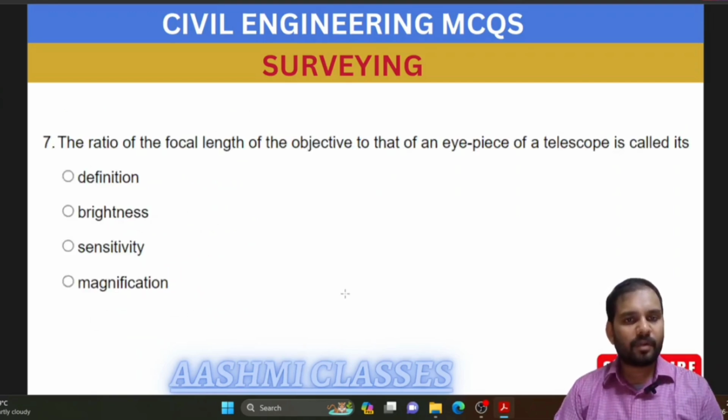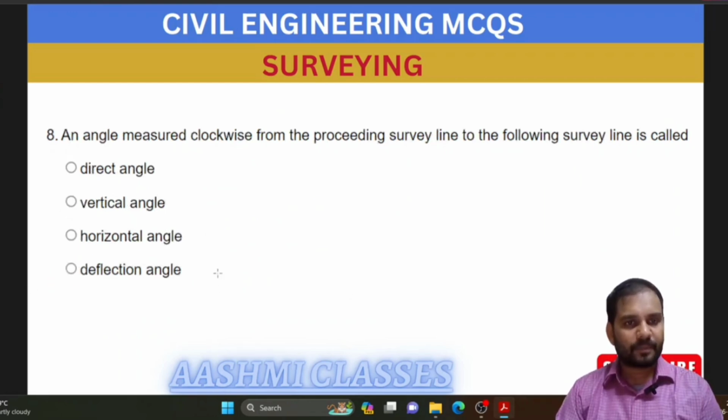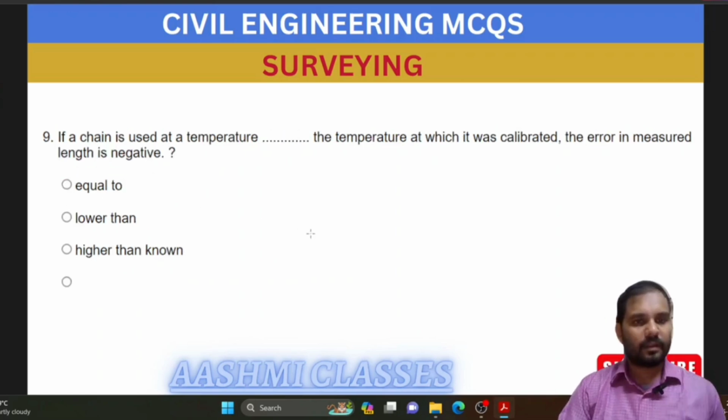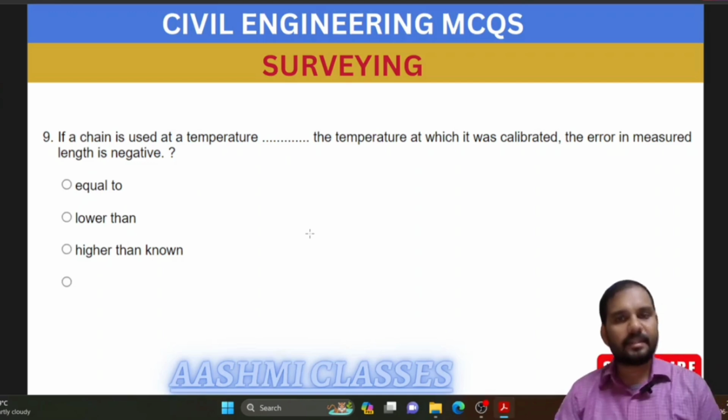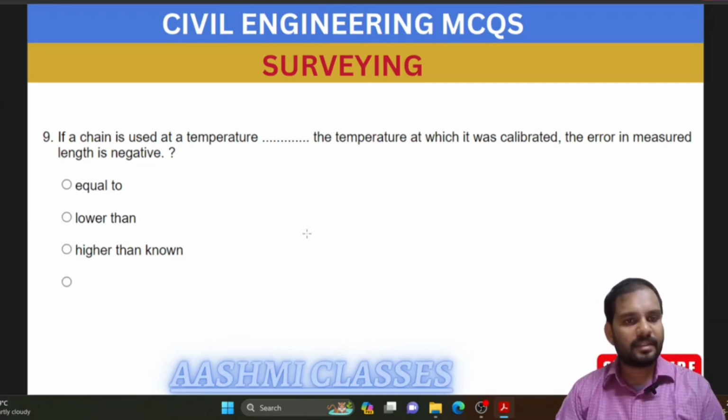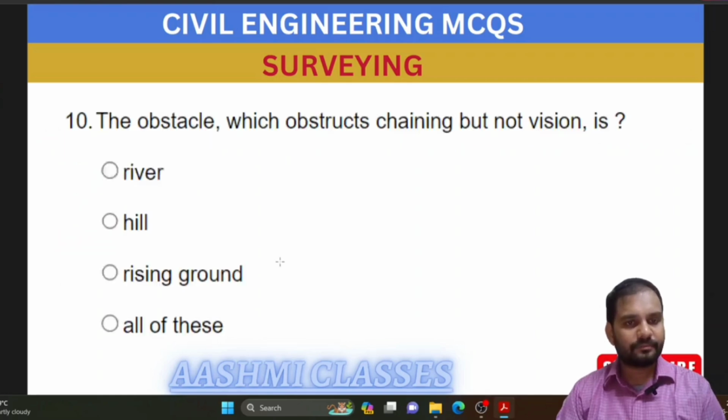The representative fraction 1 by 2500 means this scale is 1 centimeter is equal to 25 meter. The ratio of the focal length of the objective to that of an eyepiece of a telescope is called its magnification. An angle measured clockwise from the preceding survey line to the following survey line is called direct angle. If a chain is used at a temperature higher than the temperature at which it was calibrated, then the error in measured length is negative. So the correct option is higher than known. The obstacle which obstructs chaining but not vision is a river.